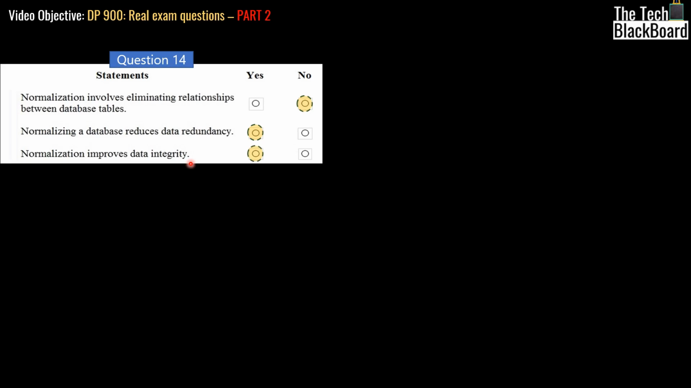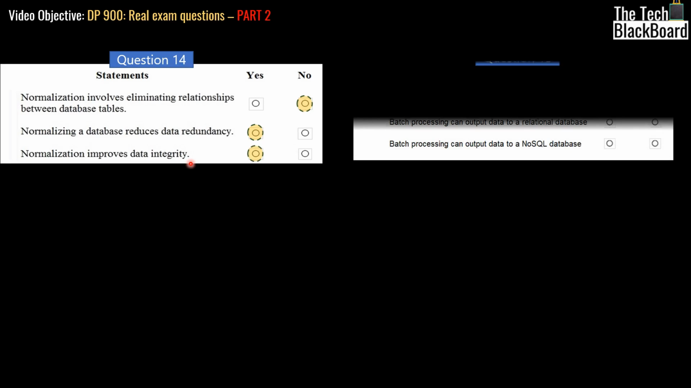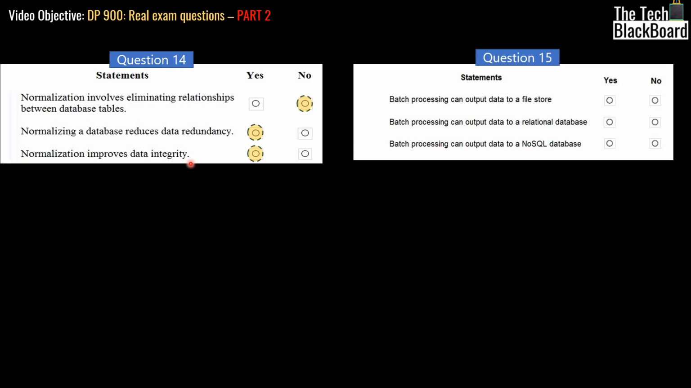Now let's move on to our question number 15. Question number 15 also has three statements. Let's look at the first statement. Batch processing can output data to a file store. The second statement is batch processing can output data to a relational database, and the third is batch processing can output data to a NoSQL database.